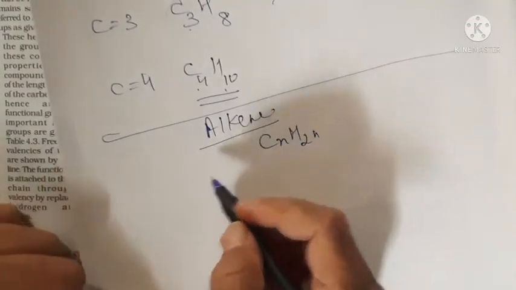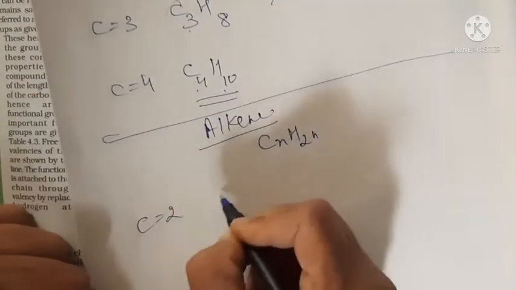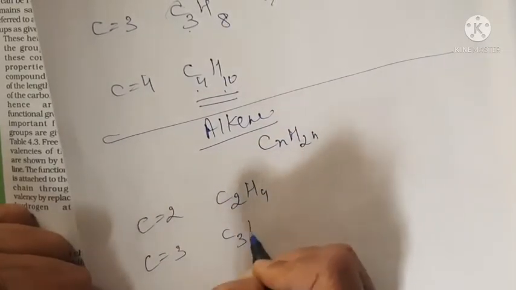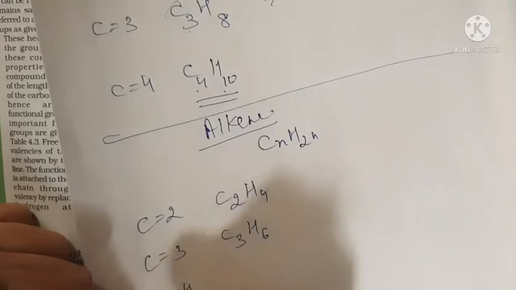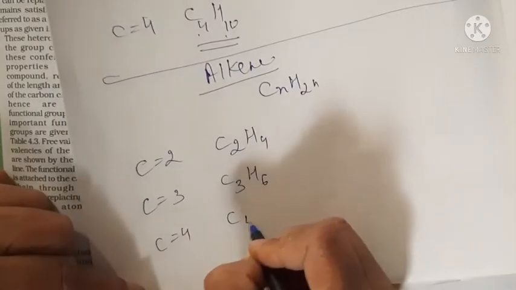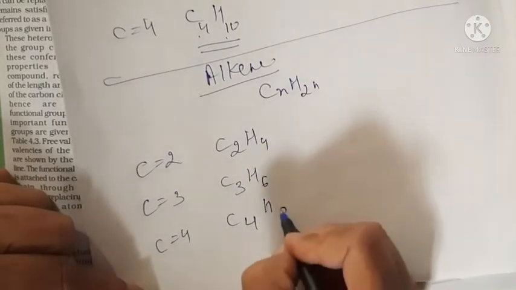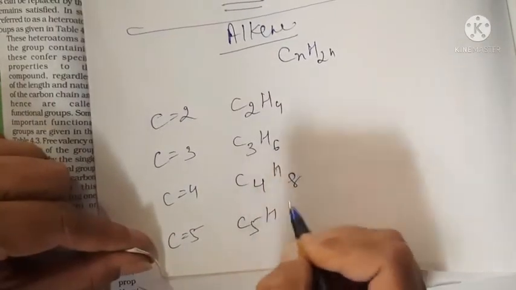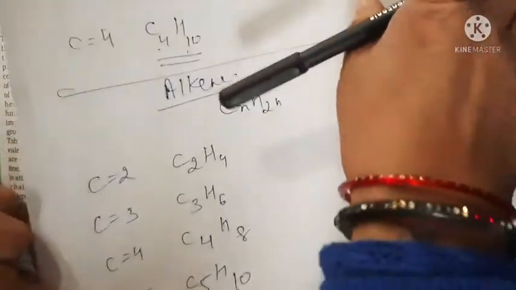Carbon atom 1, methene does not exist. If carbon atom is 2, you will get C2H4. If carbon atom is 3, you will get C3H6. If carbon atom is 4, you will get C4H8. If carbon atom is 5, you will get C5H10. Okay, this is what you will get.